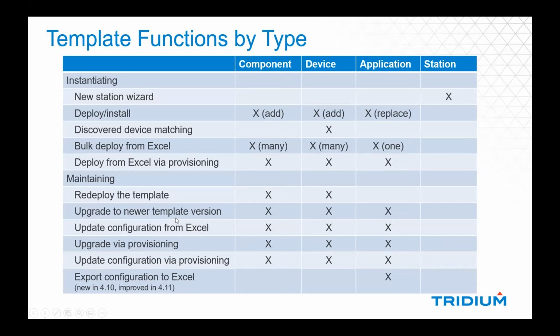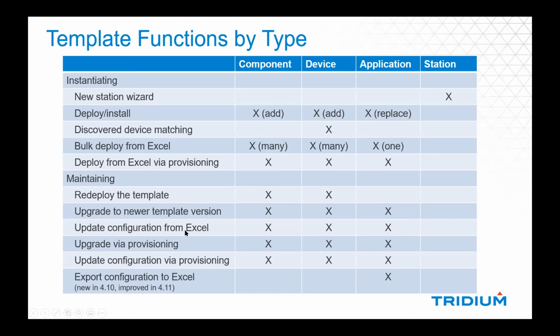The functionality available for each of these 4 types of templates is very similar for most, but you see the station template is only available through the new station wizard. In the other types of templates, there are multiple ways you can deploy them. You can deploy a template individually, or you can use bulk deploy options with an Excel spreadsheet. That spreadsheet is also available for bulk deploy through provisioning. So that takes bulk deploy from deploying to a single station to being able to, through one job, deploy to multiple stations in a Niagara network.